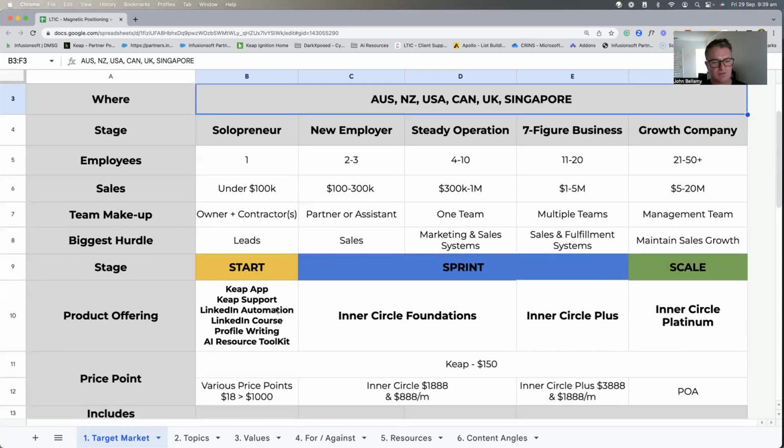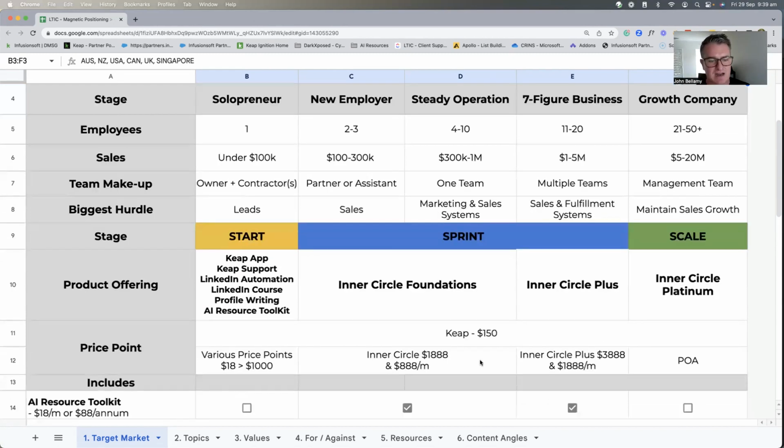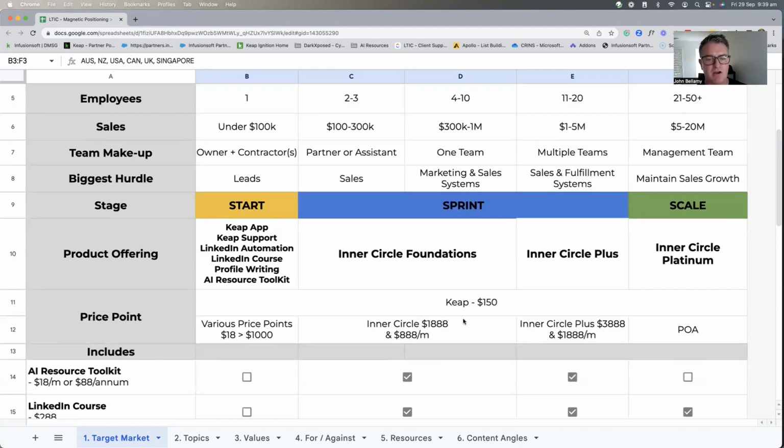And then we've gone through and we've looked at our inner circle programs and our foundations, and we've gone, okay, well, what's across the board? Keap is from $150 a month. That's typically where it is. We've looked at our price point. So our primary offering is our inner circle program, which is just under a couple of grand a month and just under $1,000 ongoing. And then we've got an inner circle plus, and then we've got our private one-on-one clients who get that higher level of service.